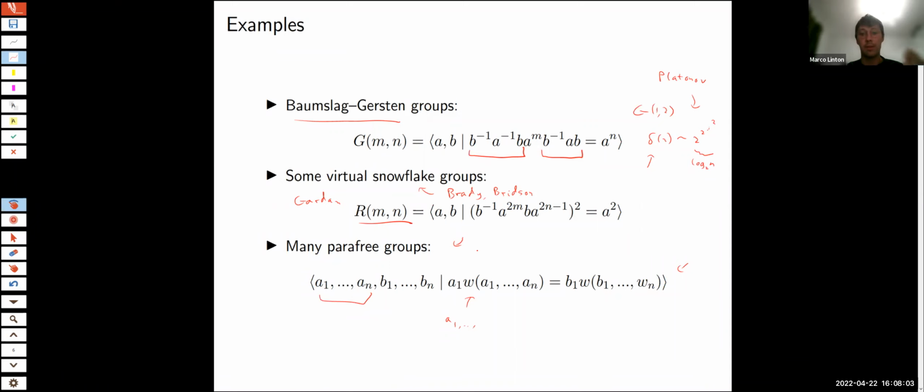But the point is that there's a big variety of one-related groups which display a lot of different properties. So the theory is quite rich and quite old. Okay, but I want to talk about some more recent work.